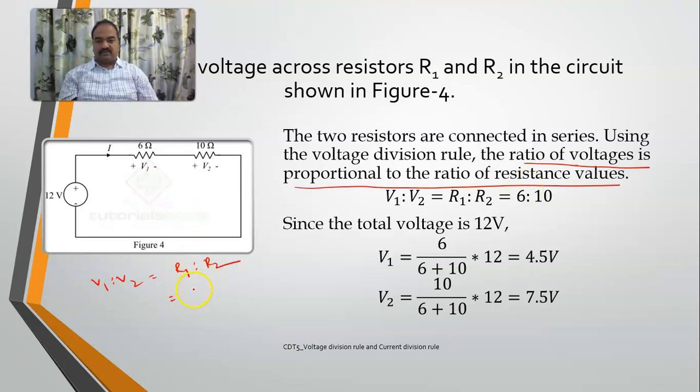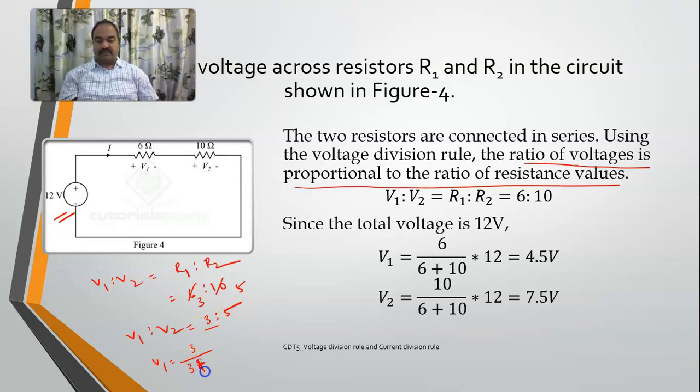What is R1 is to R2? It is 6 is to 10. So I can write 2 3s or 2 5s, so it is 3 is to 5. Or I can keep it as 6 is to 10 also, no problem. So what is the V1 share? What is the total voltage? 12 volts. So its share is 3 out of how many shares? 8, since 3 plus 5 is 8.